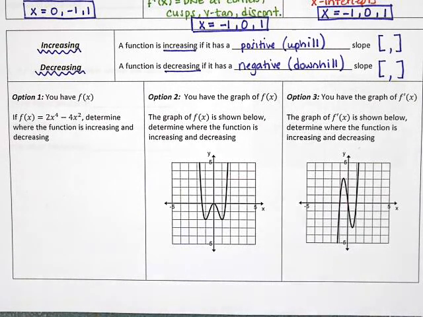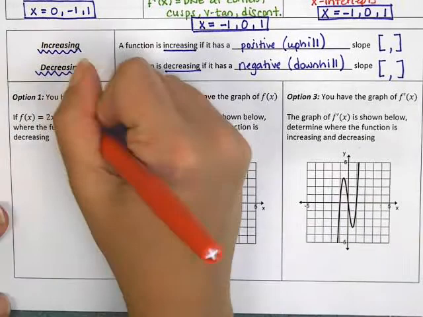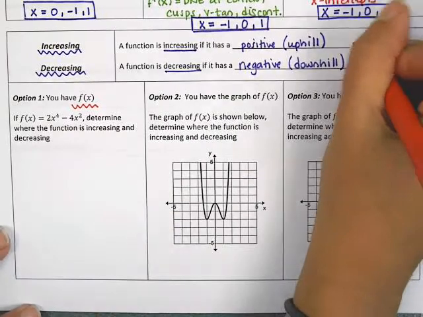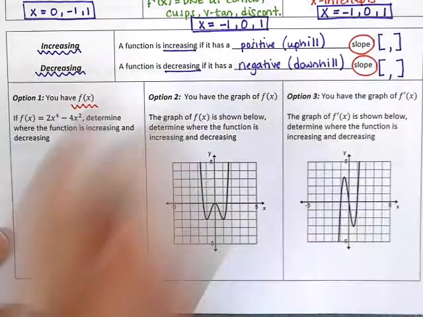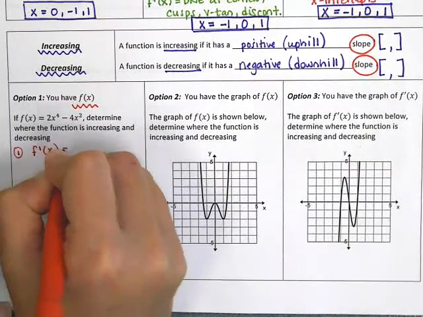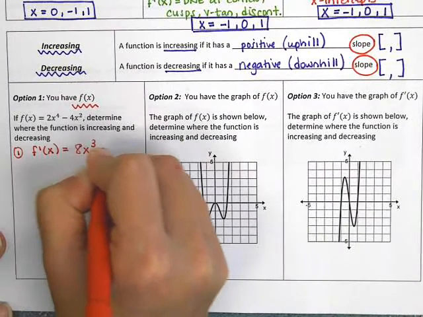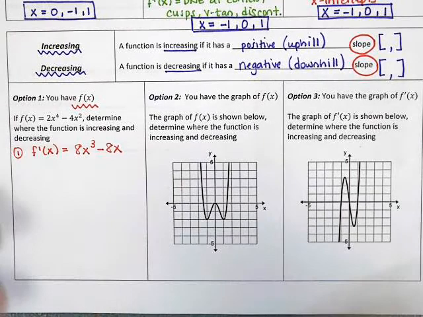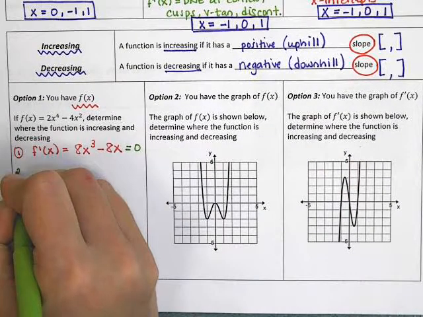So option number 1, if you are given the function f of x, and it says determine where the function is increasing and decreasing. Because the function is not what we're talking about, because we're looking at slope, we're going to look at the derivative of this function. So step number 1 would be to take the derivative of this function, which would be 8x cubed minus 8x. Now, in order to determine where the derivative is positive versus where the derivative is negative, we're going to start by making the derivative equal to 0, and we're going to solve.